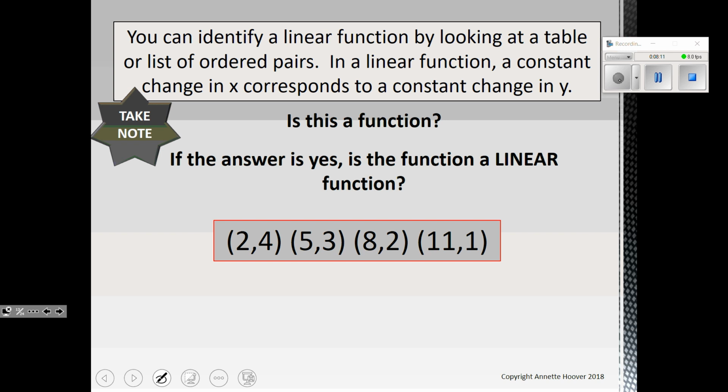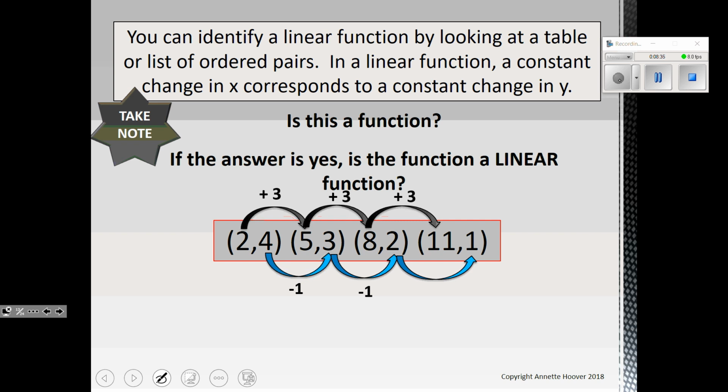Is it linear? Well, let's look at the change in the x values. From 2 to 5, that's plus 3. From 5 to 8, that is plus 3. From 8 to 11, that is plus 3. So we have a constant change in our x values. Let's check the range, or the y values. From 4 to 3, that is subtracting 1. From 3 to 2, that is subtracting 1. And from 2 to 1 is subtracting 1. So we have a constant change in the x's and in the y's. The x did not repeat, so that is a linear function.